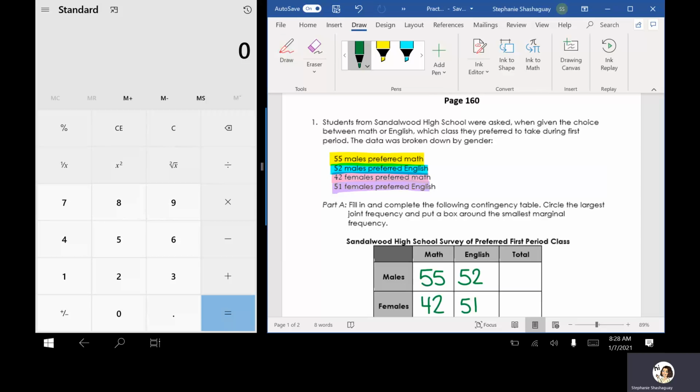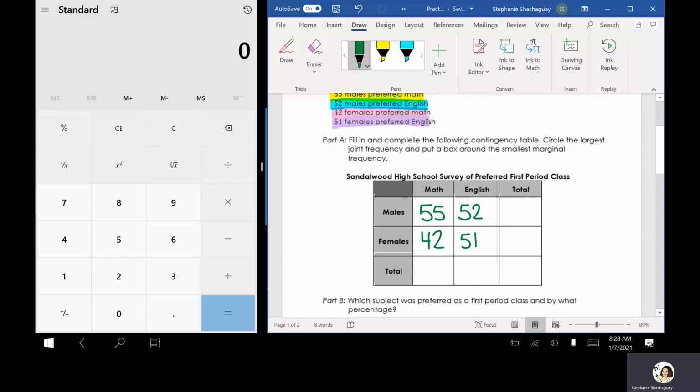Now that I have all of the data filled into my two-way frequency chart, now I need to fill in my totals. 55 plus 52 is equal to 107. 42 plus 51 is equal to 93. 55 plus 42 is equal to 97. And 52 plus 51 is equal to 103.